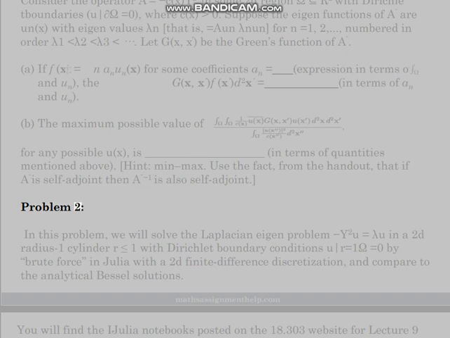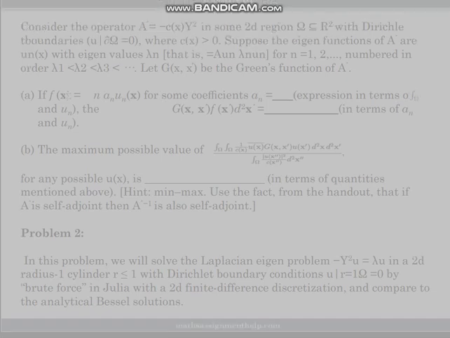Problem 2. In this problem, we will solve the Laplacian eigenproblem minus del squared u equals lambda u in a 2D radius 1 cylinder, r less than or equal to 1, with Dirichlet boundary conditions u at r equals 1 equals 0, by brute force in Julia with a 2D finite difference discretization, and compare to the analytical Bessel solutions.